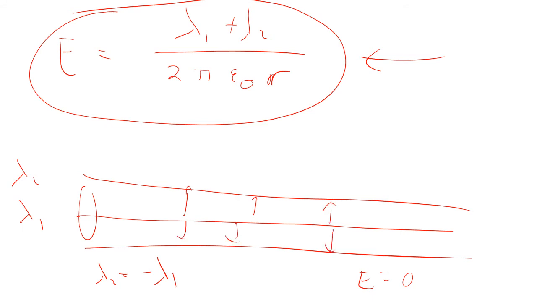If you're outside, there's no electric field. If you're inside, there is an electric field. So now the question is, what's the electric field on the inside? If you're at some little r, so let's say now r is less than big R, what's the electric field on the inside? Well, it's going to be just lambda 1 over 2 pi epsilon naught r.